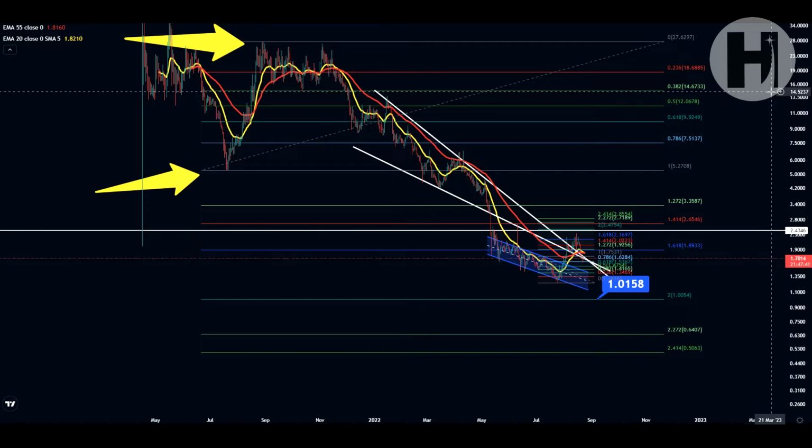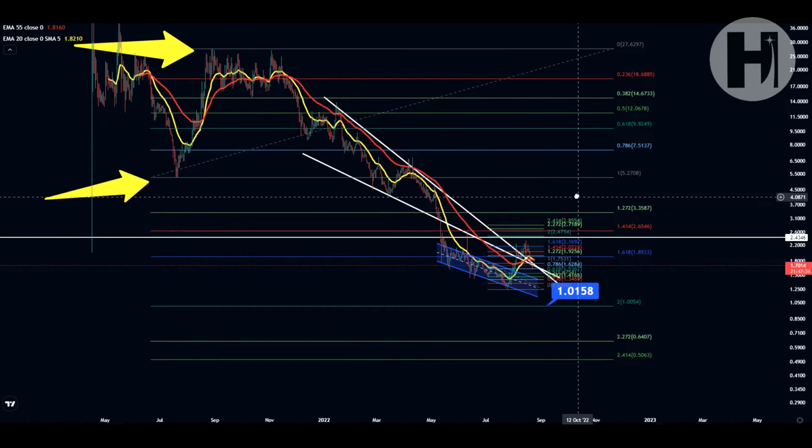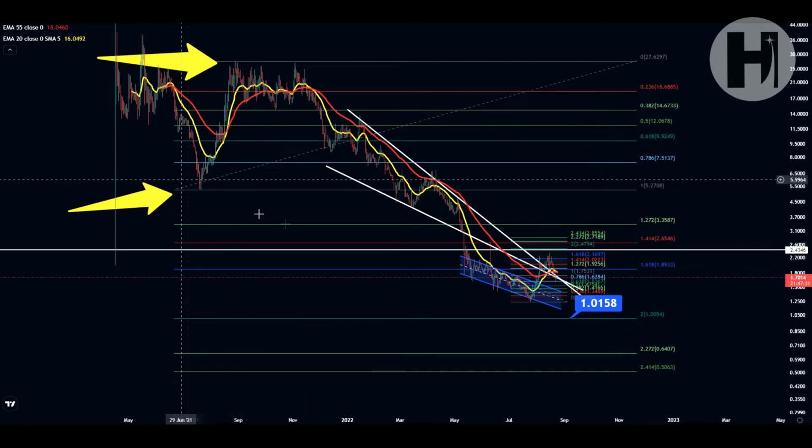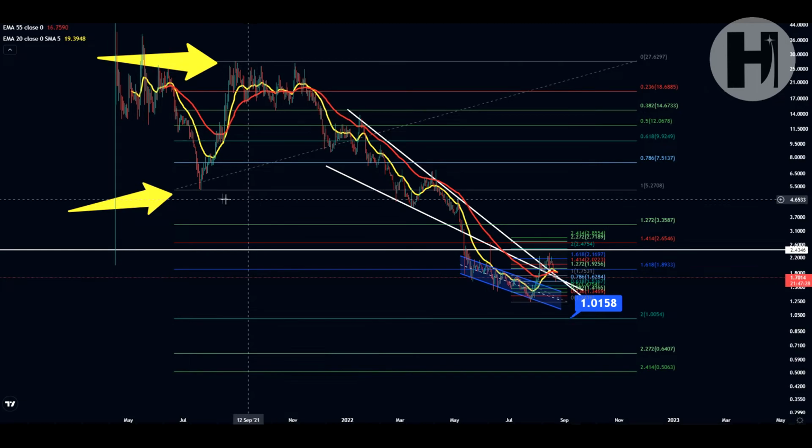But with that being said, let's get straight into the charts. So jumping into the daily chart, this is TradingView. The chart is pulled from KuCoin. The yellow arrows on the left point to the swing low and the swing high of the Fibonacci retracement.